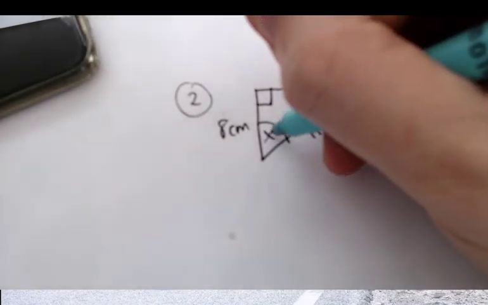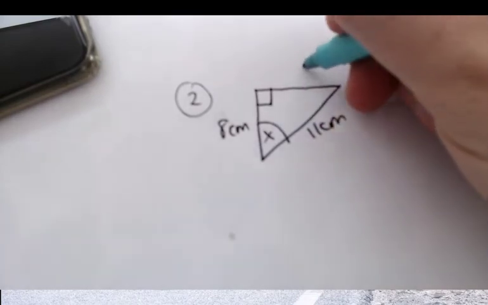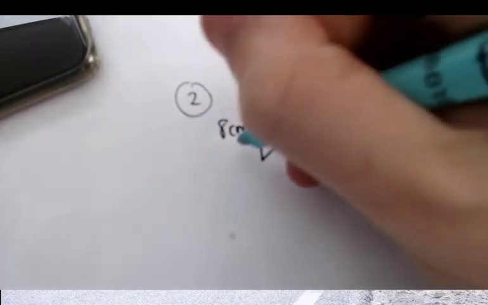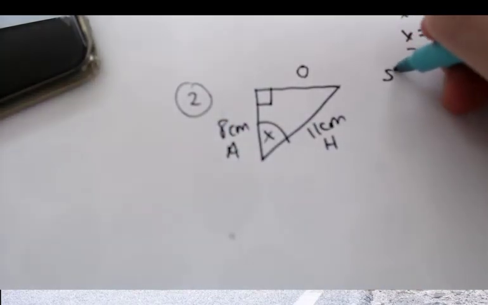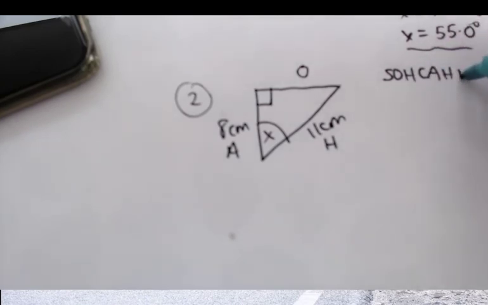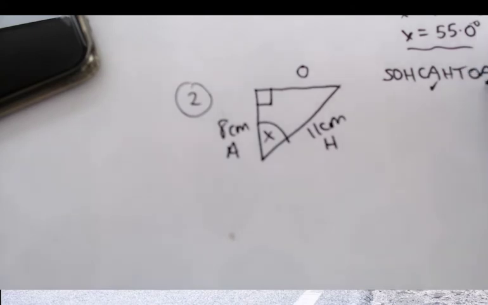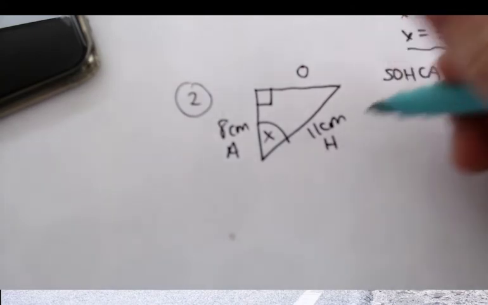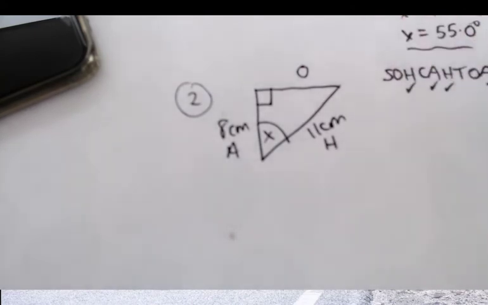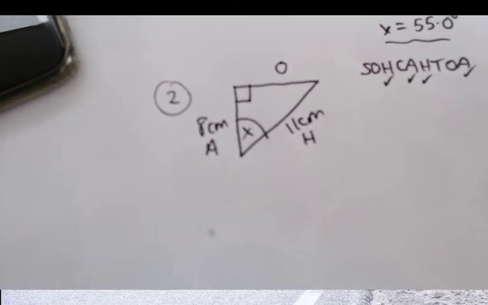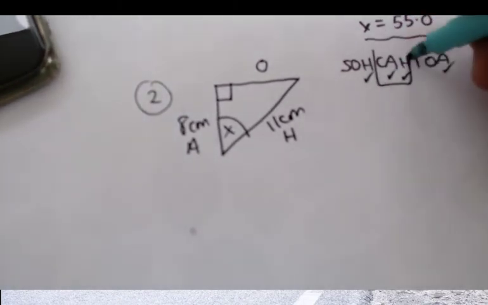So starting with the sides, labeling them. So there's opposite, there's hypotenuse, there's adjacent. Write out SOHCAHTOA. Tick the sides that we have. So we've got the adjacent side, so I tick the A's. We've got the hypotenuse, so I tick the H's. And again, only one of the rules has 2 ticks. This time it is cos.